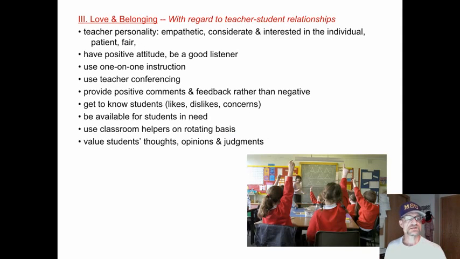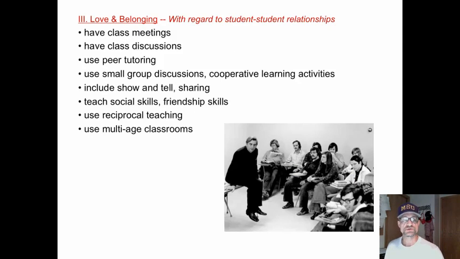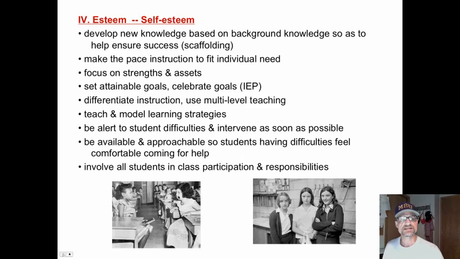Safety. Some ways to address love and belonging. Positive attitude, teacher conferencing, empathetic and considerate personality, valuing students' thoughts and opinions, that they belong. The classroom is a place where they belong. They feel safe and secure with other students. Class meetings, class discussions, small group cooperative learning activities, show and tell, reciprocal teaching. Teaching these social skills in multi-age classrooms so students get the sense that they belong to a group. There's someplace that is theirs.